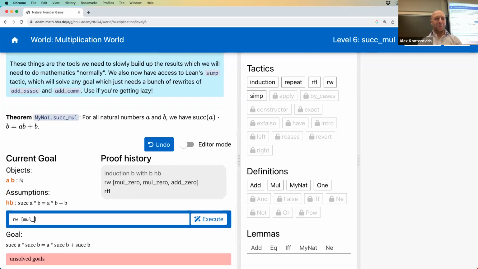Okay, let's do these one at a time. So what is this going to do? It's going to take this suck B and do suck A times B plus suck A, plus suck A. You only have to do one mul suck. No, because here I have a suck B, here I have a suck A. I know this, so let's rewrite the induction hypothesis. And now I have A times B plus successor of A. So we're very close. We need to do mul suck on this part.